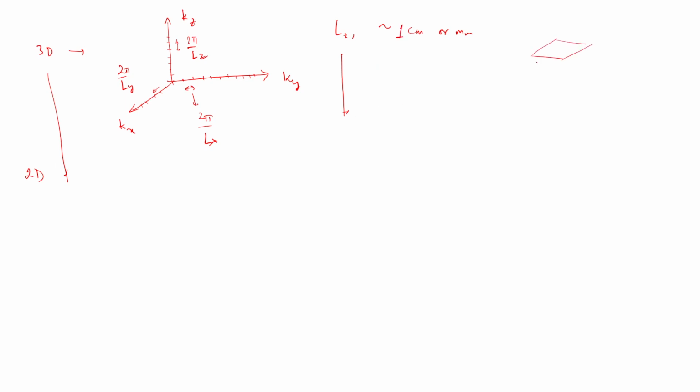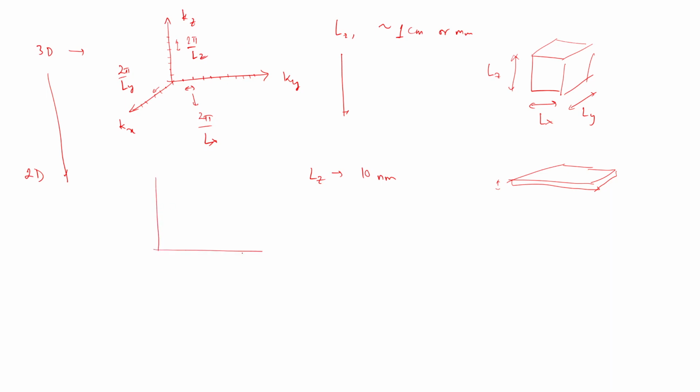So we had this cubic volume of Lx, Ly, Lz: 1 cm, 1 cm, 1 cm. Now we want to make a 2D material. For the 2D material, we'll take Lz to, let's say, 10 nanometer. So it is very small, and it is now a 2-dimensional system. Earlier we could think of it as very continuous, so dkx, dky, dkz, continuous spacing.